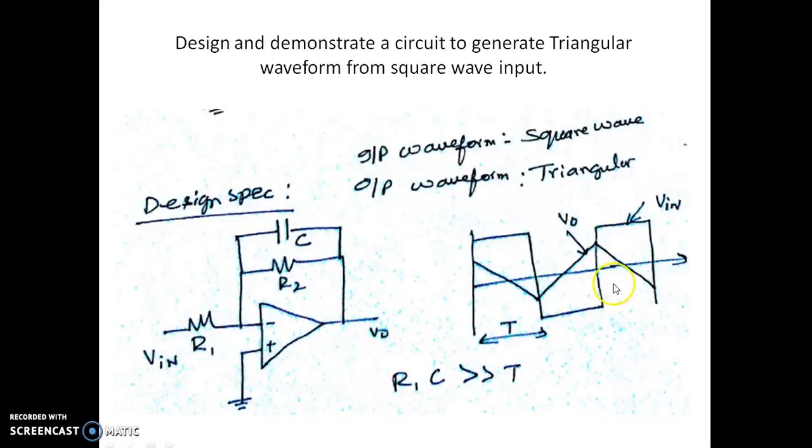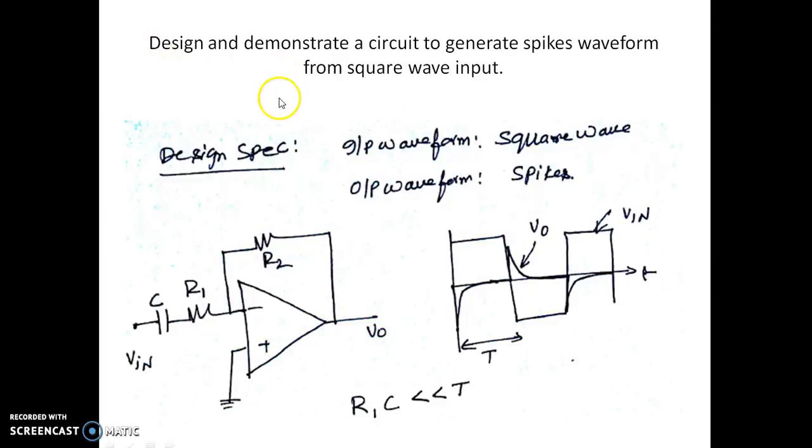The input applied is a square wave, so we are expecting an output which is a triangular waveform. The only condition is that R1 into C should be half or greater than T, where T is the half of the time period, half of the total time period for one cycle.